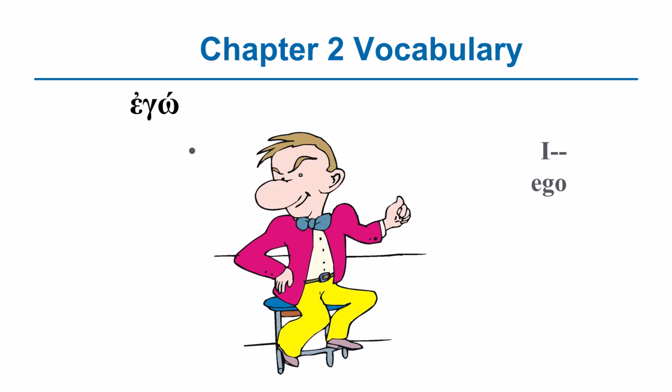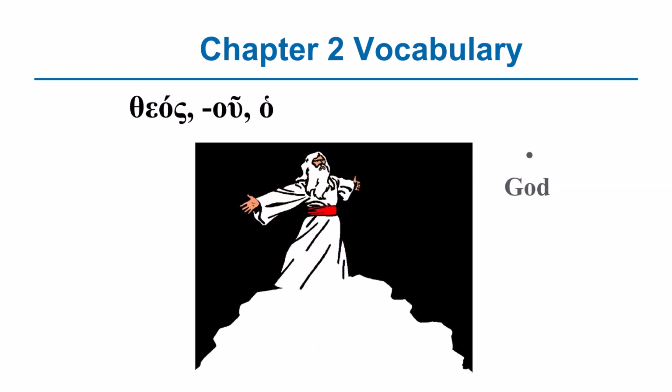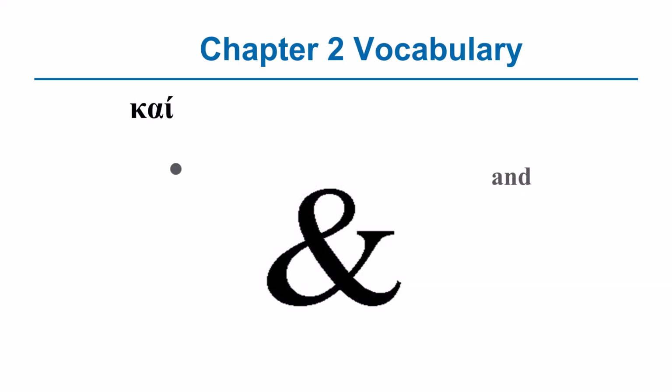The next word is theos, from where we get the word theology, the study of God. And theos in Greek, in English, it means God. The next word is kai, and kai means and.